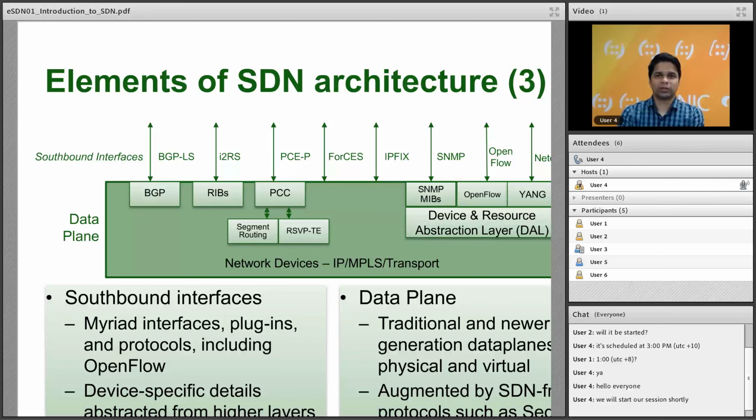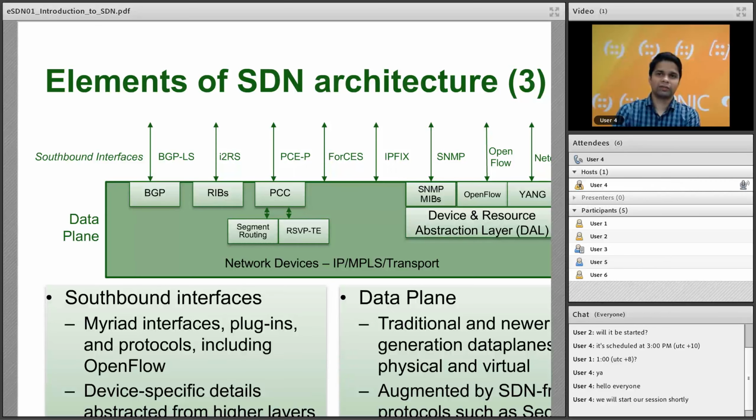So in the southbound interface, we have so many options and so many protocols, which includes OpenFlow, which we discussed earlier. We could have BGP-LS, BGP Link State protocol, which allows topology discovery. We could have PCEP for centralized path computation. We could have IPFIX, SNMP, NETCONF, and so on.